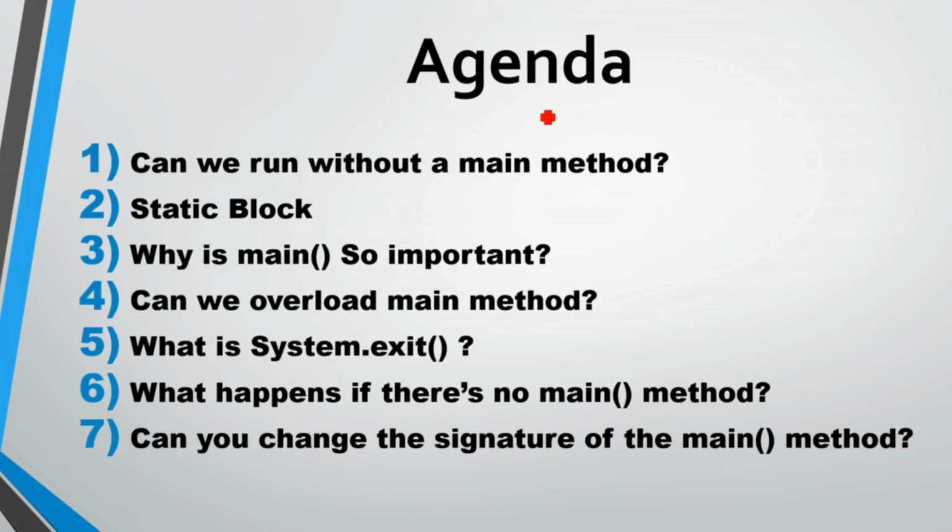So here is today's agenda. First of all, we'll check can we run without a main method, then the static block, how we can run it with the static block, then why is the main method so important? Again, can we overload the main method? Also, what is System.exit? What is the use of it? Again, we will check what happens if there is no main method. And also, at last, we will check can we change the signature of the main method. So let's just deep dive into it.